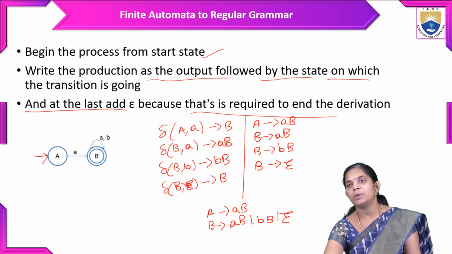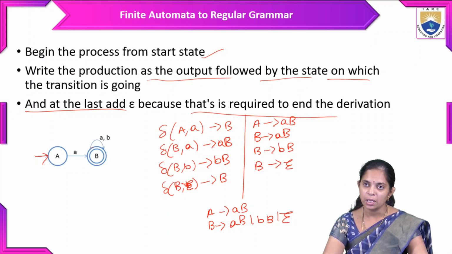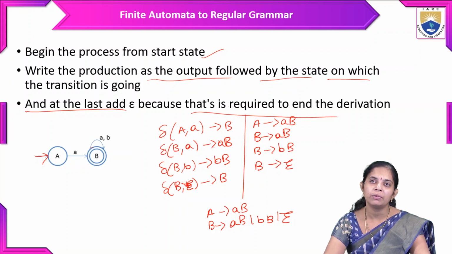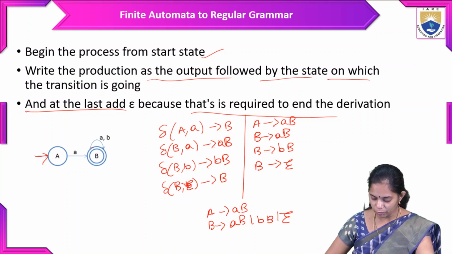So here the derivation is ended with the epsilon symbol. This is how we are going to convert the finite automata into a regular grammar. And we will take one more example.